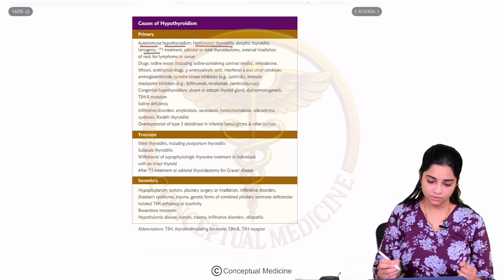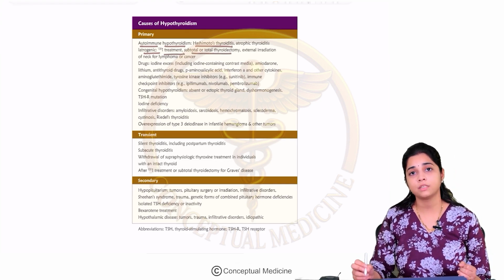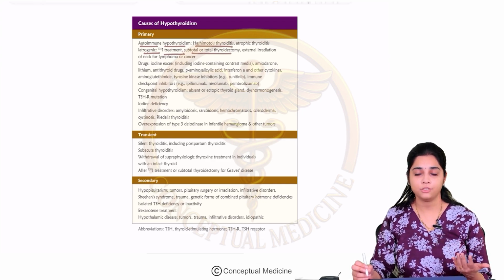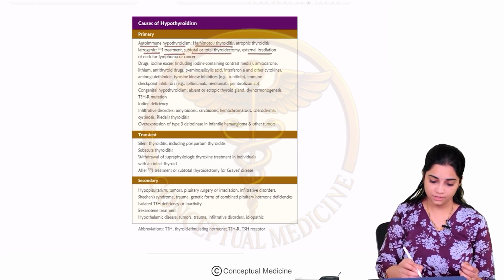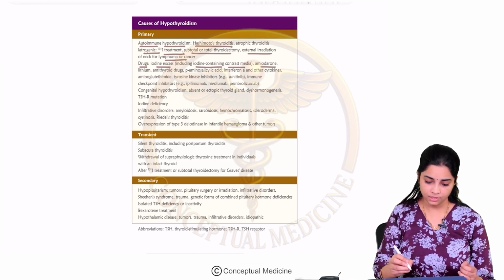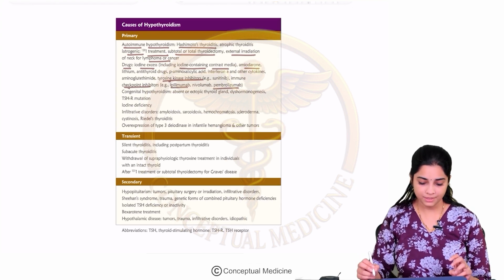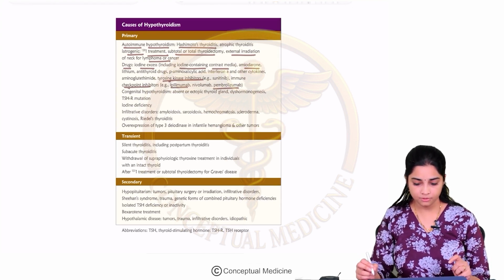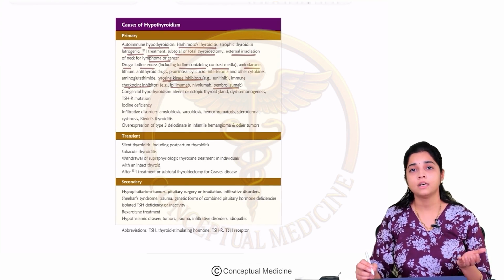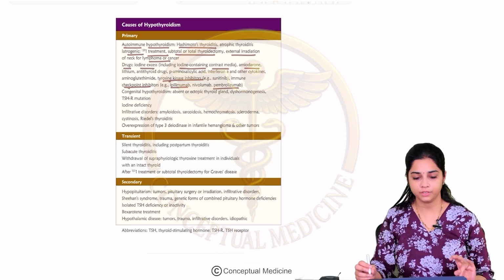Then iatrogenic causes. Iatrogenic causes include following surgery or following iodine 131 treatment, which is used in the management of Graves' disease, or radiation or cancers. Drugs which can cause hypothyroidism include iodine excess, including iodine containing contrast media and amiodarone. Apart from that, some kinds of tyrosine kinase inhibitors. Checkpoint inhibitors like ipilimumab, nivolumab, pembrolizumab, all of these can also cause hypothyroidism. Okay, so we have learned Hashimoto's, we have learned drugs.